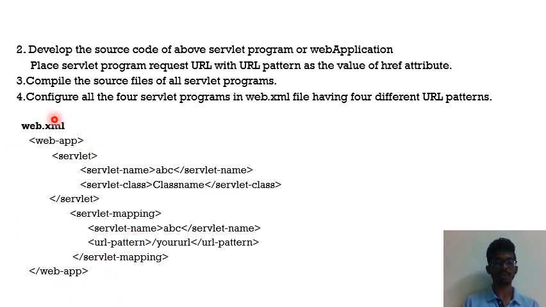So an example of a web.xml file is given here. Here the servlet name is ABC, the class is the class name, and the servlet name is matched with the above servlet mapping, and the URL pattern is the URL.